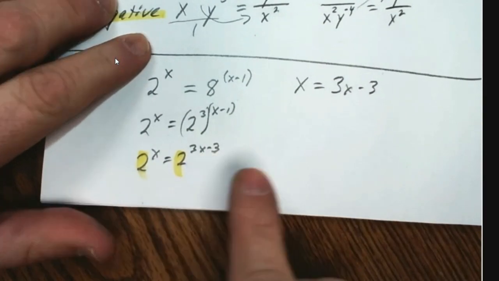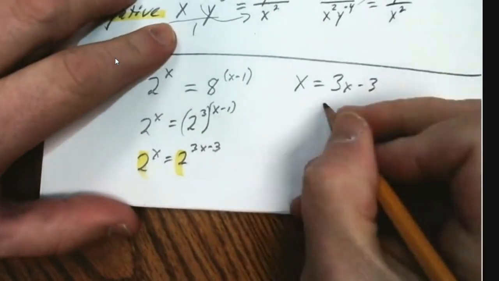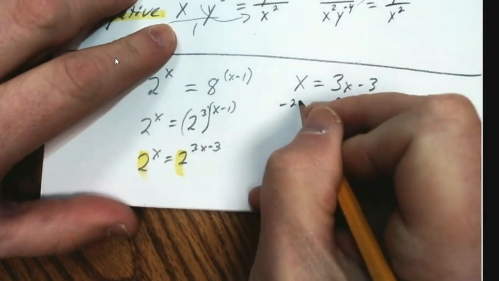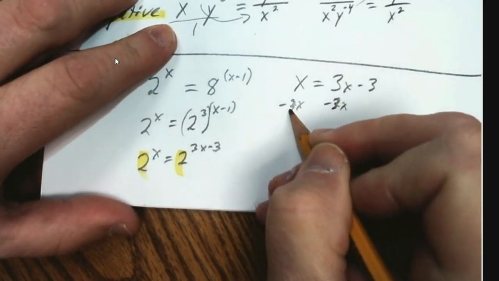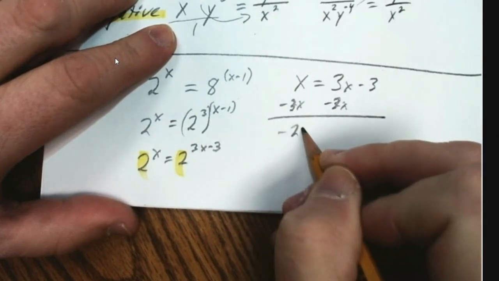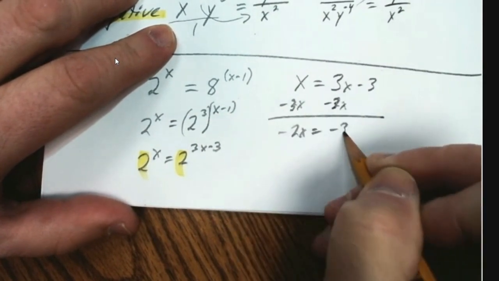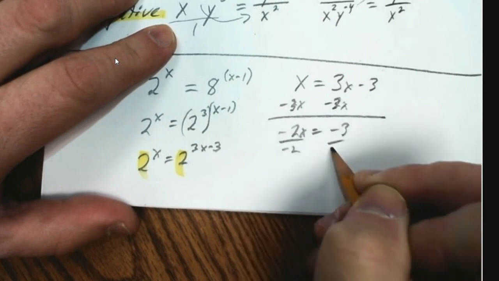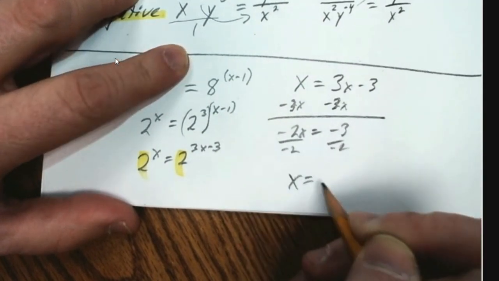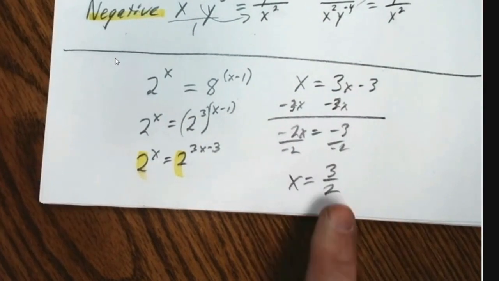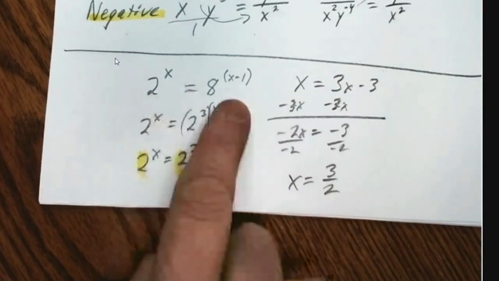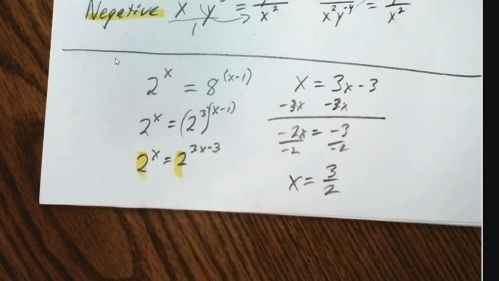Just take those, and I can solve that. Subtract 3x. So I've got negative 2x equals negative 3. Divide by negative 2. X equals 3 halves. So when I substitute 3 halves in for x here, those will become equal to each other.